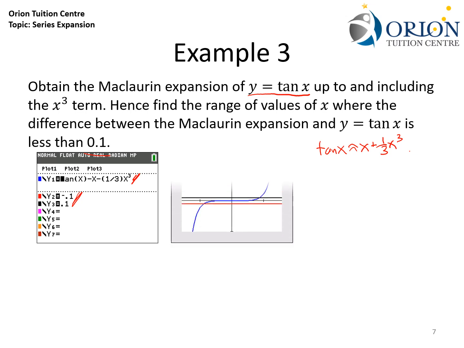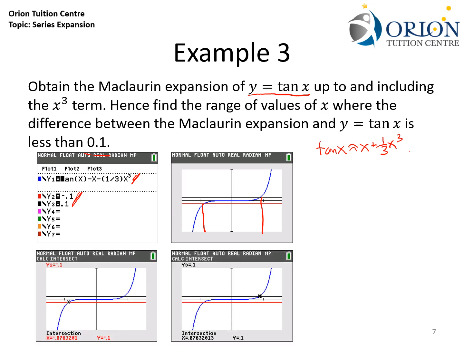With this, the graph will look like this, and what we want to do now is to find out the range of values of x from here to here, where the range of error is going to be between minus 0.1 to 0.1. So we just have to solve for these intersection points, and based on GC, we can say that x must be between negative 0.876 to 0.876. And this is how we solve for this kind of questions which want us to find out the range of values of x within a certain error bound.